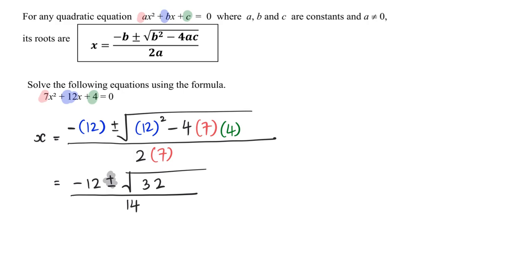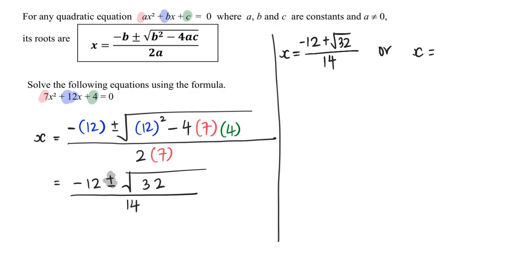And so the next step that you will see me writing would be, there are two possible answers. One is negative 12 plus square root 32 divided by 14. The other answer is negative 12 minus the square root 32 and I divide by 14. And therefore, I will have two possible answers.